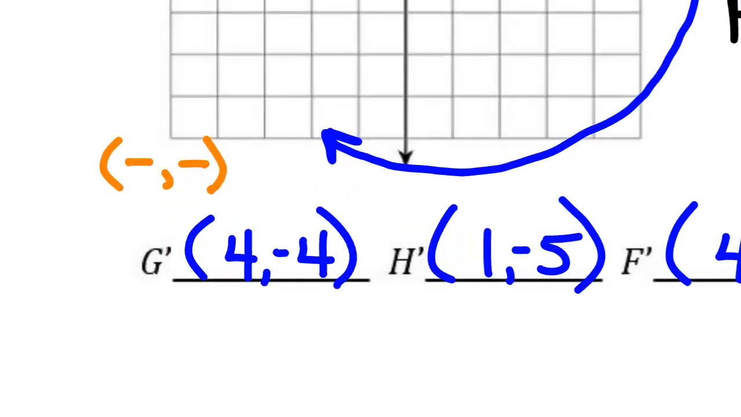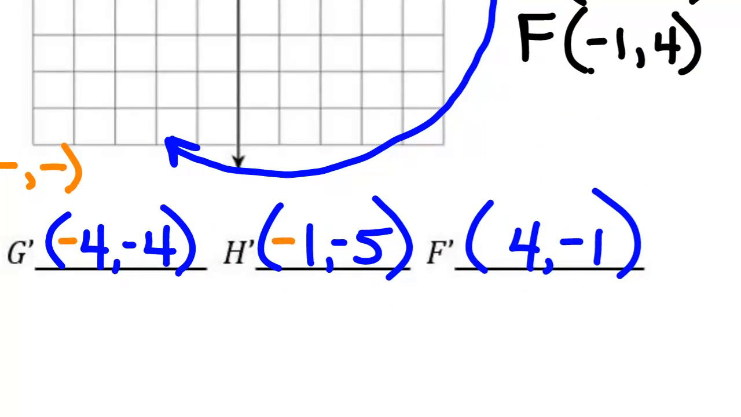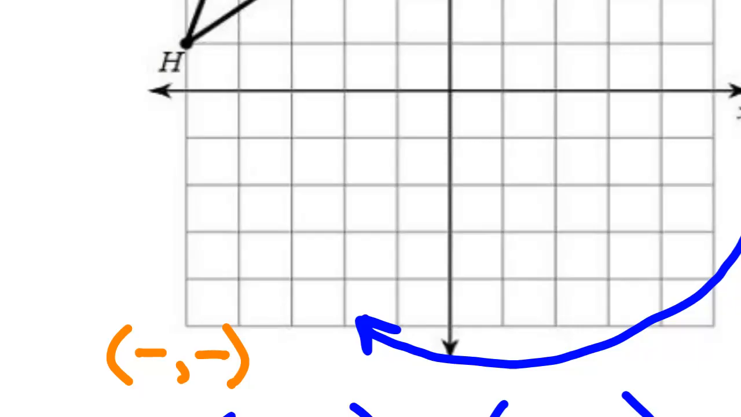Negatives. Everything needs to be negative. Negative x and negative y. All of my y's were already negative, but we have to go through and force the x's to be negative. So negative 4 puts G prime right down here. Negative 1, negative 5 right here for H prime. And negative 4, negative 1 right here for F prime.